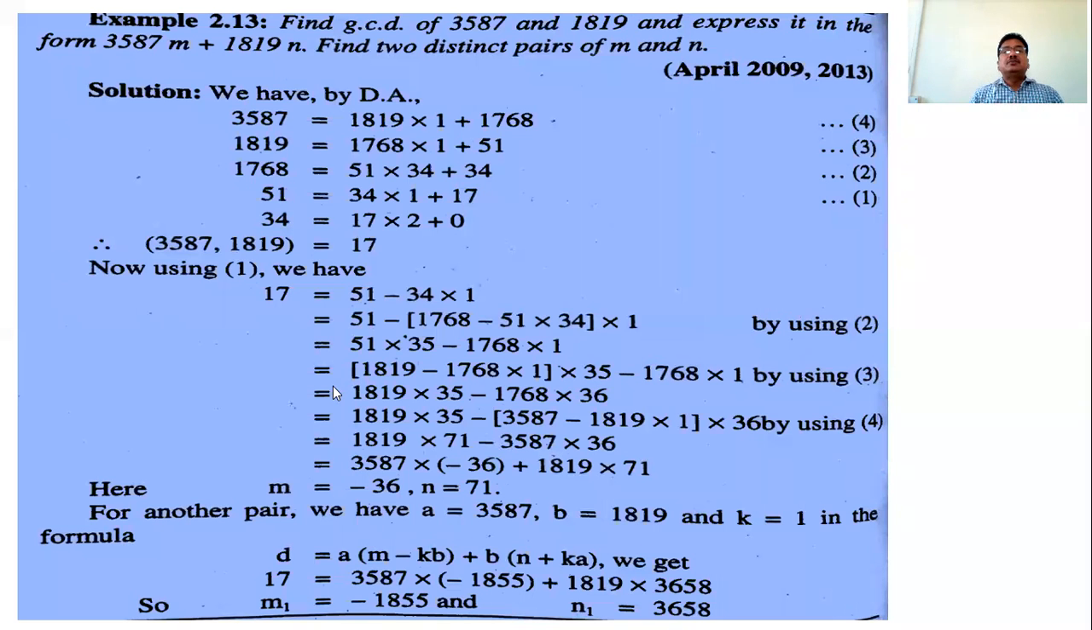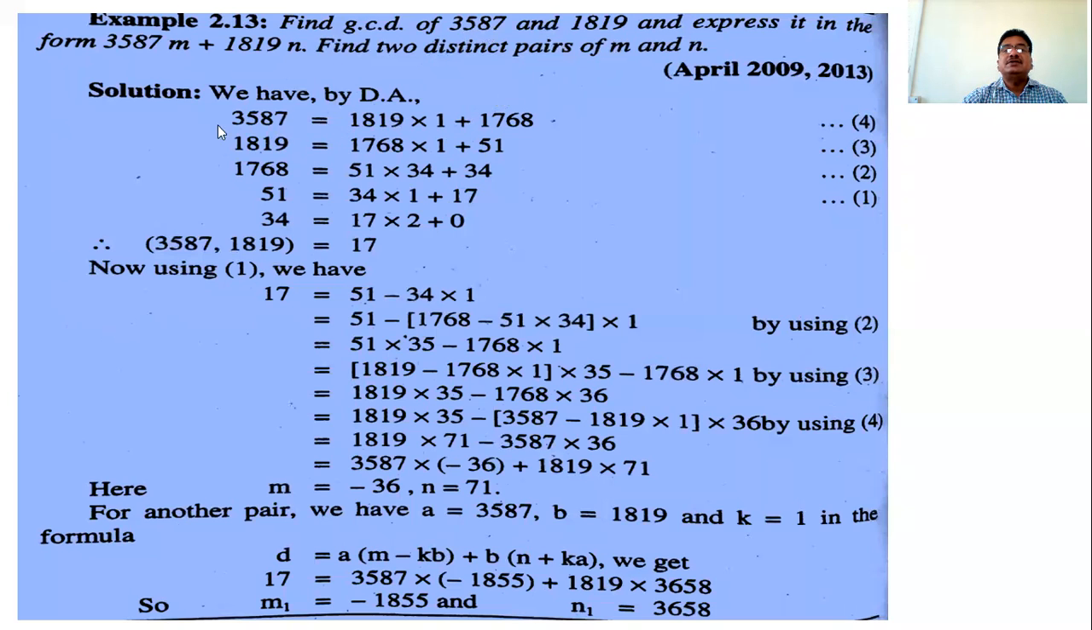Some more examples of greatest common divisor. Example: find the greatest common divisor of 3587 and 1819 and express it in the form 3587 times m plus 1819 times n. Find two distinct pairs of m and n. So first we'll find the greatest common divisor of 3587 and 1819.